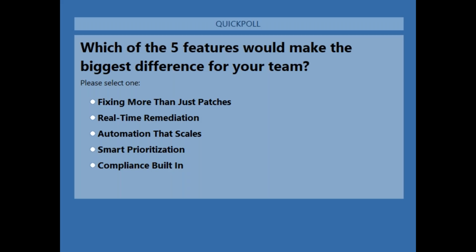All right, and with that, let's move on to our second and last poll and pop that one up there. Which of the 5 features would make the biggest difference for your team? You just want to get a little force ranking of what people care about here. Fixing more than just patches, real-time remediation, automation that scales, smart prioritization, or built-in compliance. So far, real-time remediation is taking the cake, but I imagine we'll see some other stuff pop up since only 29% have voted.